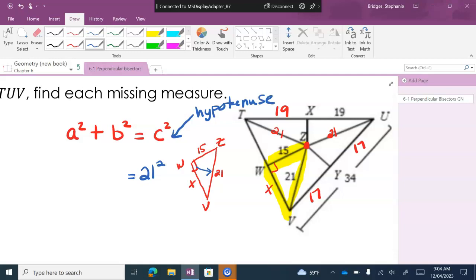With the other two sides, does it matter which one is A and which one is B? No, it doesn't. Okay. I like my variables first, so I'm going to call this side A, and I'm going to call this side B, and I'm going to set them like this: x squared plus 15 squared. And this is C. It doesn't matter which one is A and B. Okay.